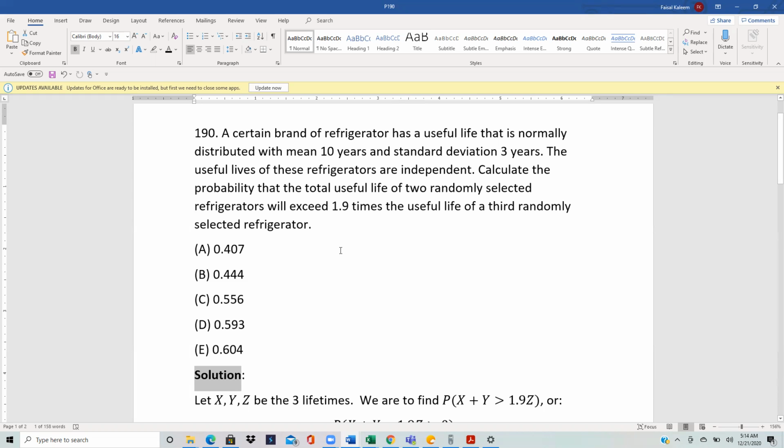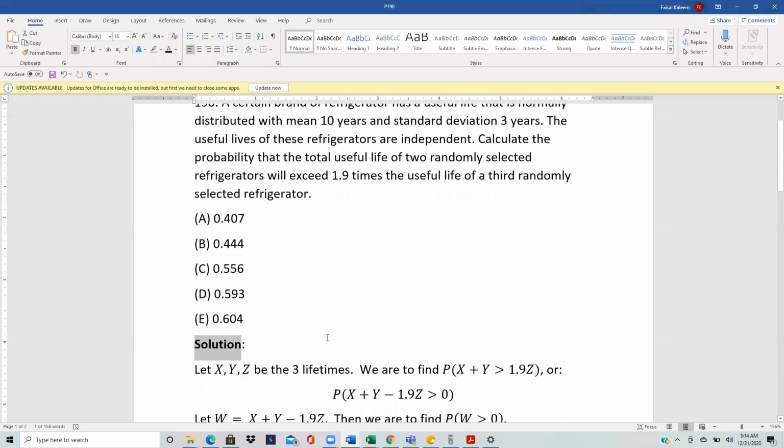So let their lives be X, Y, and Z. There are three of them. And we have to find the probability that the sum of useful life of two of them, the total useful life means the sum of the two lives. So X plus Y is greater than 1.9 times the third. So X plus Y is greater than 1.9 Z.